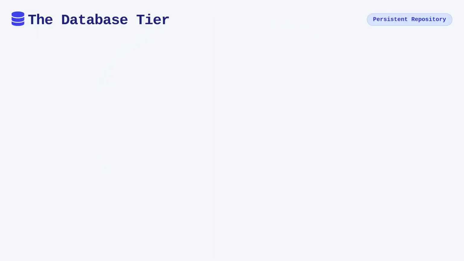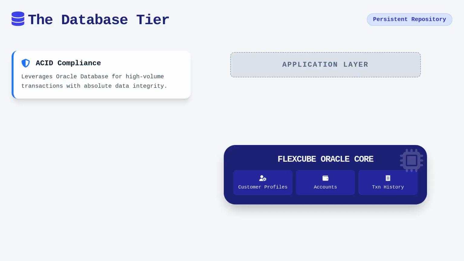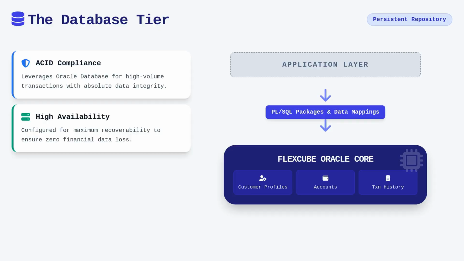The database tier sits at the bottom of the stack and serves as the persistent repository for all banking data, including customer profiles, accounts, and transaction history. Within the context of FLEXCUBE, this tier leverages the power of the Oracle database to manage high-volume transactional data with strict ACID compliance. The interaction between the application layer and the database is governed by data source mappings and specific PL/SQL packages that ensure data integrity remains absolute. Because this layer maintains the schema structure and core data dictionaries, it is configured for high availability and recoverability to ensure that financial data is never lost.